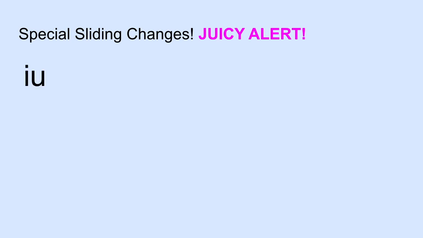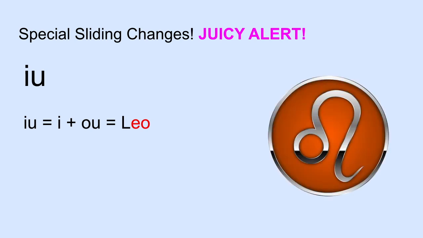Next one is IU, which is the opposite of UI, but the pronunciations differ quite a bit. This one actually has a hidden O in the middle. So we should slide from I to O and to U, like this. It will be pronounced as yo, as in the word Leo. So it rhymes with Leo, although it looks very different. Remember, IU is actually IOU.